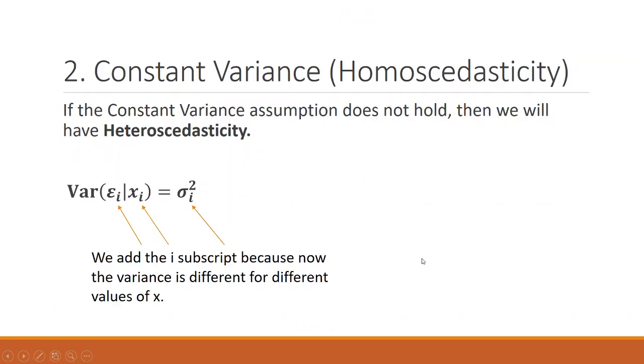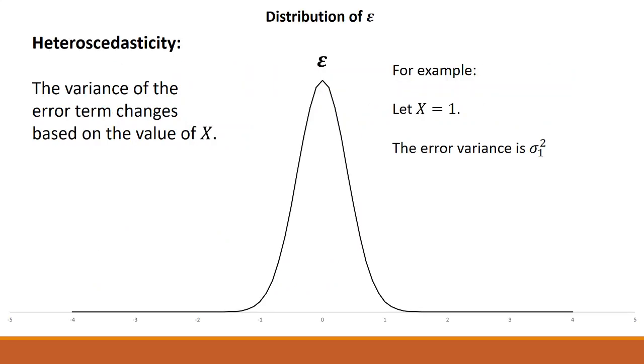Well, what does heteroscedasticity look like? If the constant variance assumption does not hold, then we will have heteroscedasticity. That would be this here: the variance of the error term, conditional on x_i, is equal to sigma squared i. What we've done is add this i subscript because now the variance is different for different values of x. Let's make this more clear.